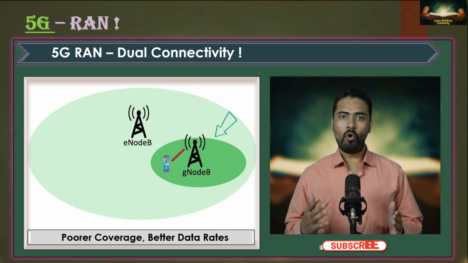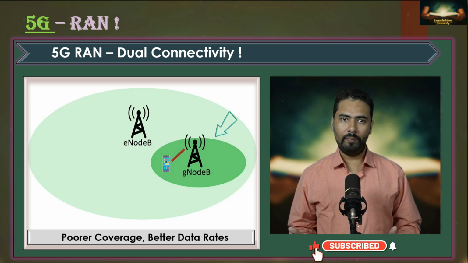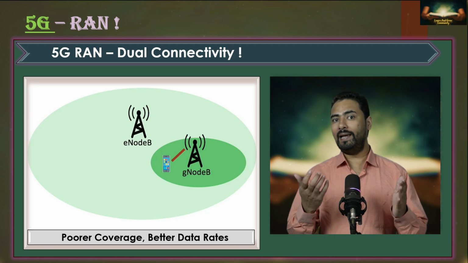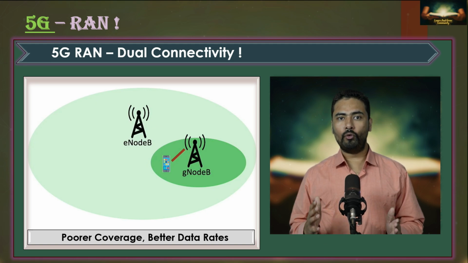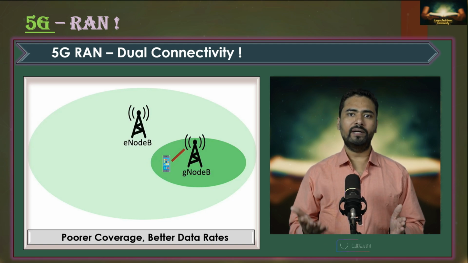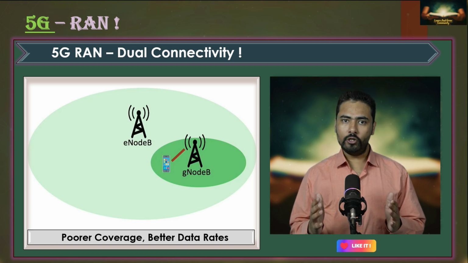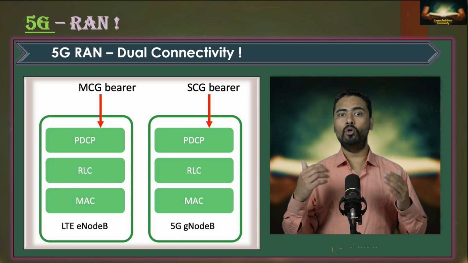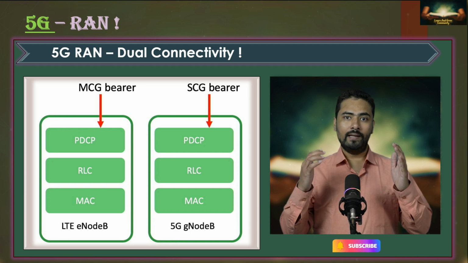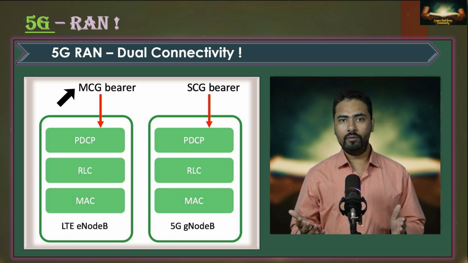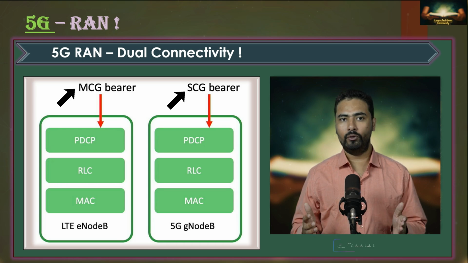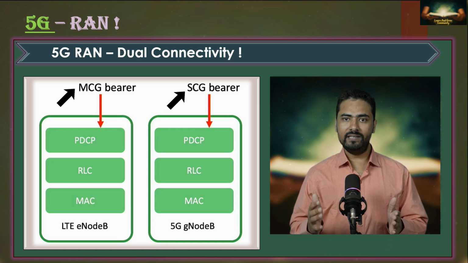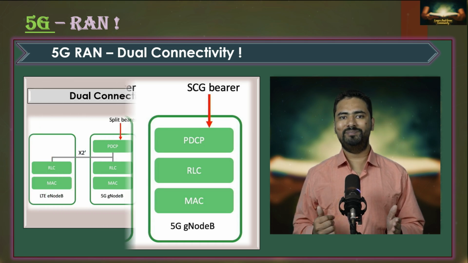And if the UE only connects to the 5G gNodeB, then it can enjoy the faster data rates, but at the same time, it may experience weaker coverage or frequent handovers due to more limited coverage of 5G signals, especially on the higher bands. Now, if you look at the protocol stack, then you will notice two types of data bearers. The MCG bearer from the primary node and the SCG bearer from the secondary node. MCG stands for master cell group and SCG refers to the secondary cell group.